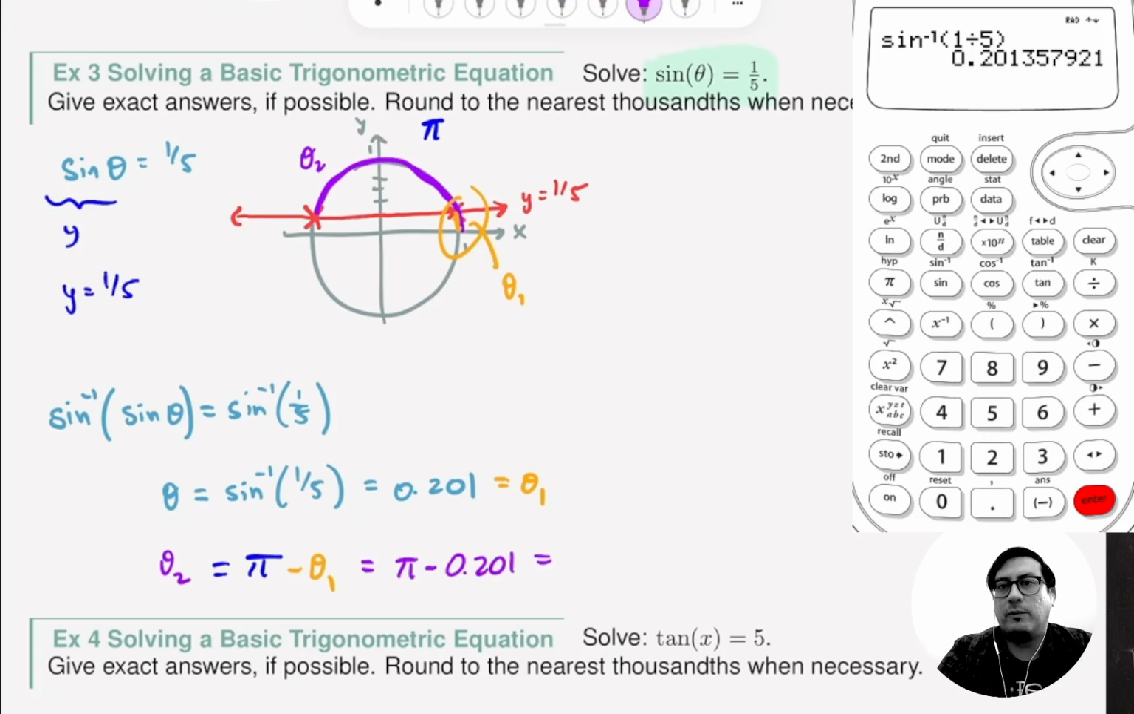Okay, let's figure out what that is on the calculator. So let's do pi minus 0.201. Okay, this is our 2.94, and I want to round to 3 decimal places, so I see that the next digit is 0, but the next digit after that is a 5, so I'm going to bump it up to a 1. Okay, so now I have theta 1, and now I have theta 2.